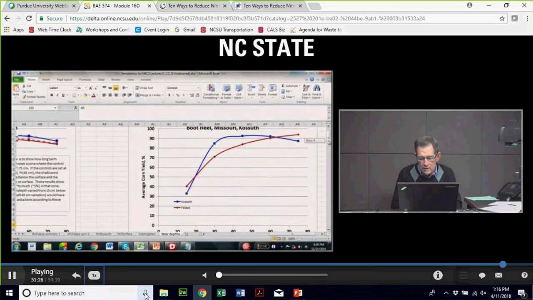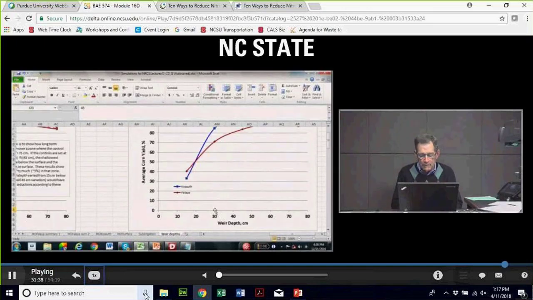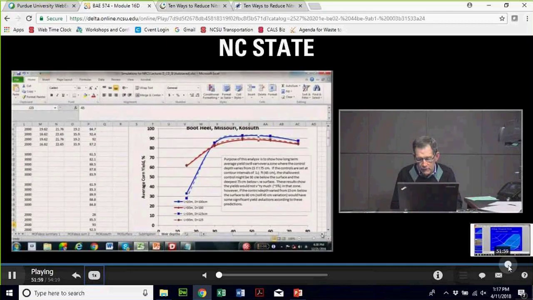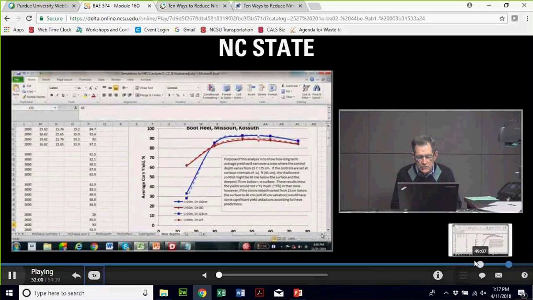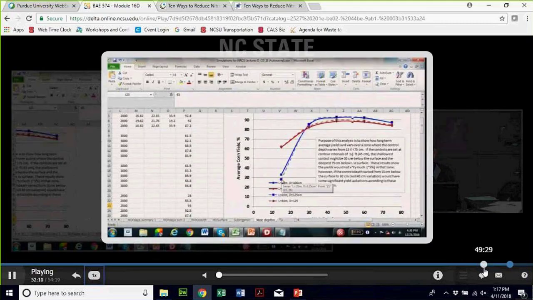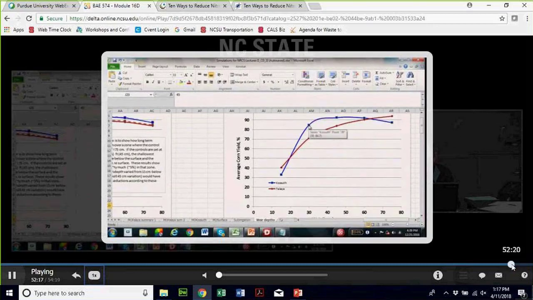And what I'm showing in this case, there are two soils. One is the Kossuth soil, the Iowa soil, and the other is the Philea soil from Missouri. The point really I want to make here is there's a difference between the soils. One of them, the Philea soil, is more sensitive to the range in the weir controls than the other one is.